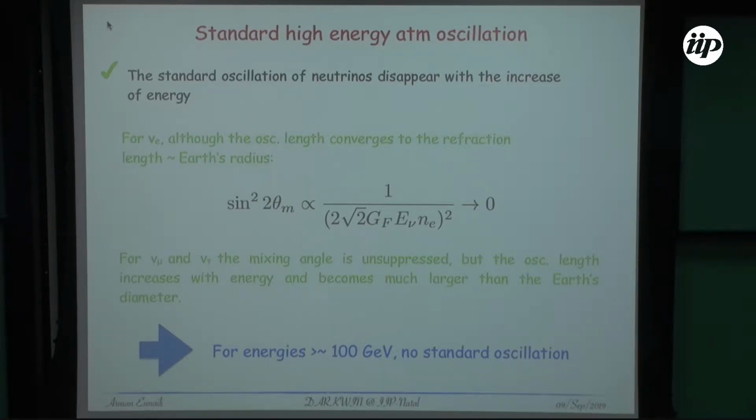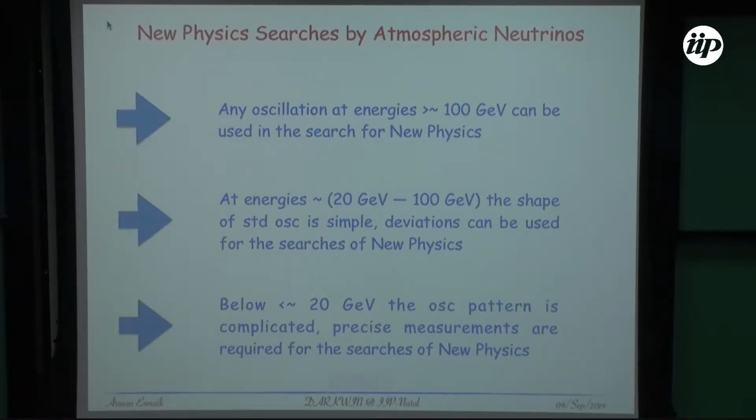So the final message is that if you go to more than 100 GeV, there is no standard oscillation for the atmospheric neutrinos. That's good news, because it means that we can use this data above 100 GeV, which is already measured by IceCube, to search for any new physics. Because if you see any oscillation, that's new physics, and that's a very clean way of searching for new physics.